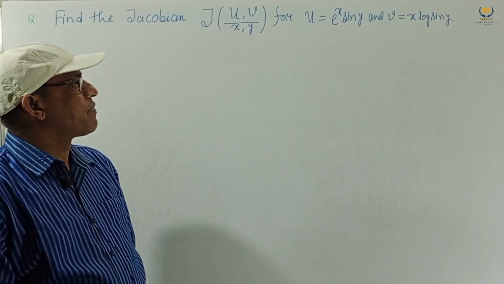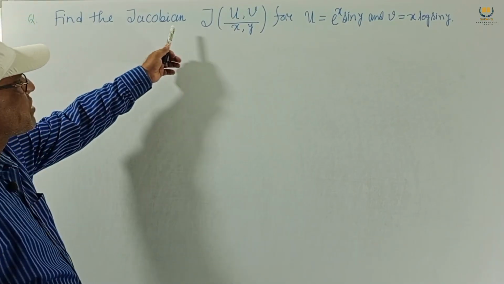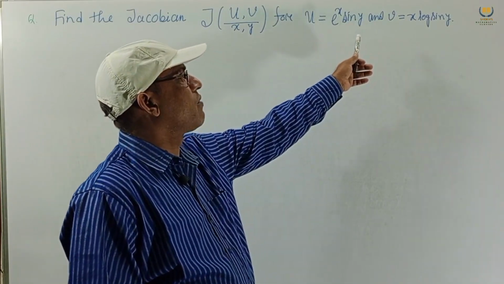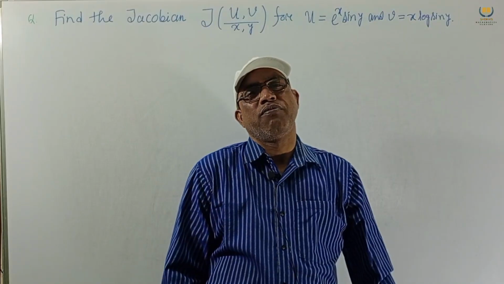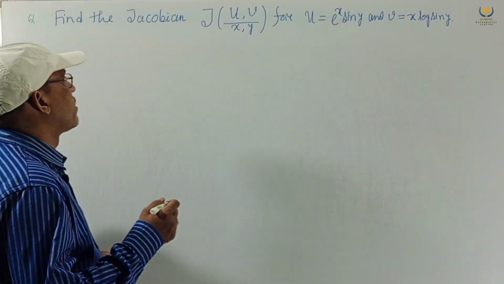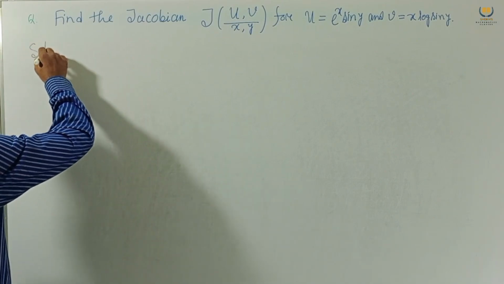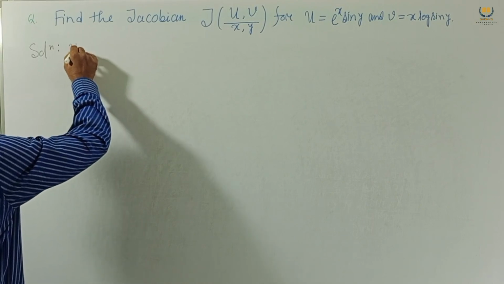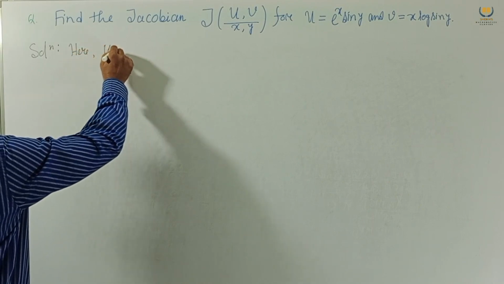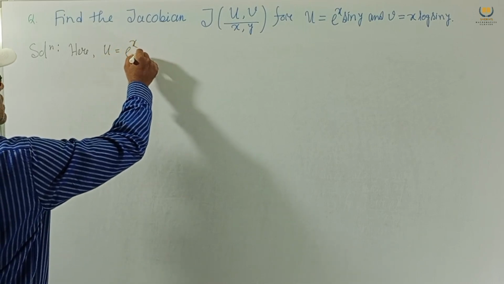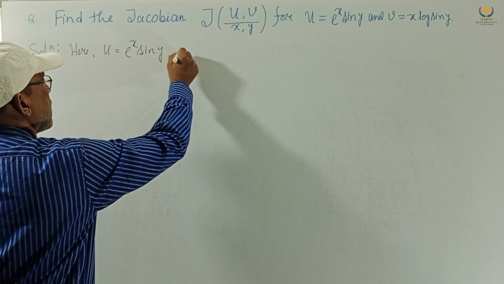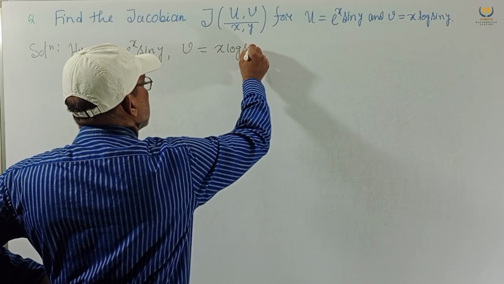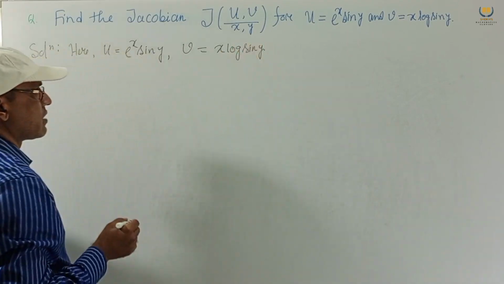There is another problem of the same type. Find the Jacobian J(u,v)/(x,y) for u equal to e to the power x sin y and v equal to x log of sin y. Now we have to find the Jacobian of this. Now the solution is that, what is given here: u equal to e to the power x sin y and v equal to x log of sin y. This one is given.